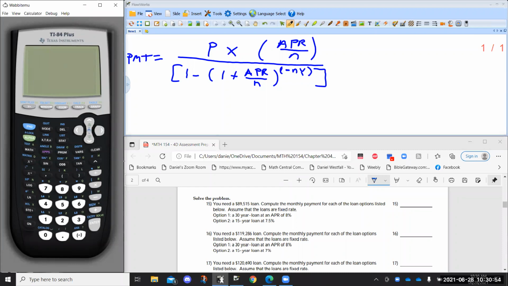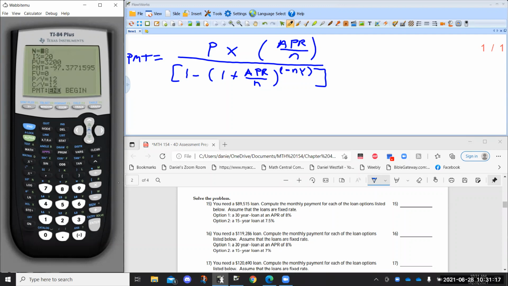You need $89,515 on a loan. Compute the monthly payment for each of the loan options listed below. Assume that the loans are fixed rate loans. So we've got two different loans to compare here, and we're going to be comparing the monthly payment for each. So we're going to be solving for monthly payment here.